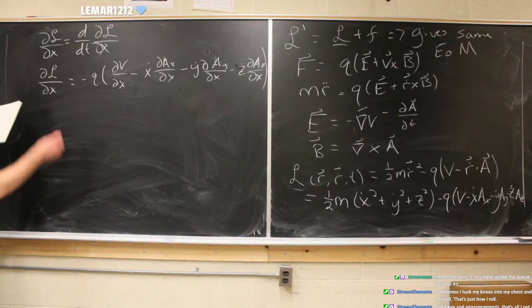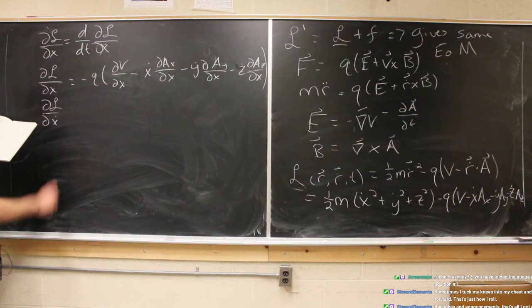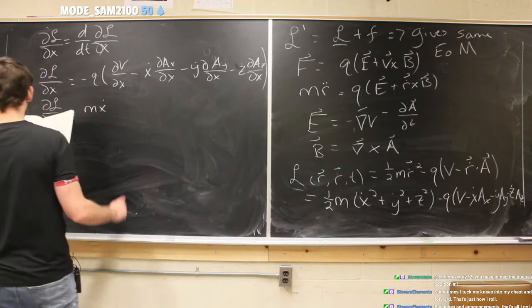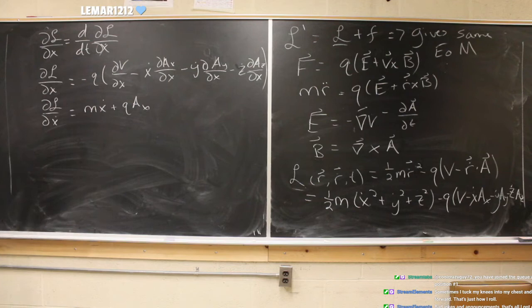Then next up, we have the derivative of the Lagrangian with respect to x dot. What do we get? M x dot. Naturally, there's an x dot here, and there is one x dot in the potential. So we need to make sure we have that, plus q Ax. So now we have something that's different than we're used to seeing. We're not used to seeing anything other than this term, right? But it's there.